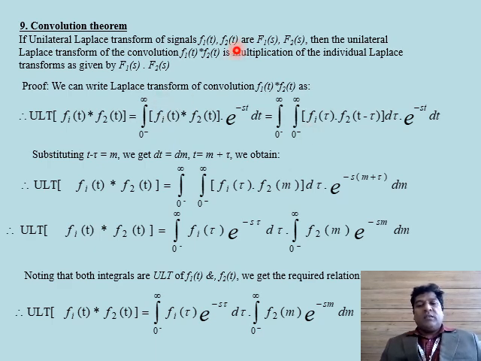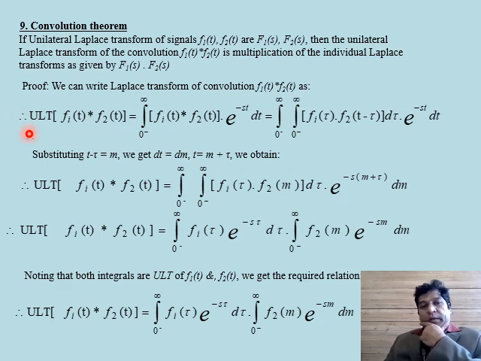Now we are going to discuss about the convolution theorem. The convolution theorem of the Laplace transform is exactly the same as the convolution theorem of the Fourier transform, and it simply states that the Laplace transform of this convolution signal f1 of t convolved with f2 of t will be the multiplication of the individual Laplace transforms, F1(s) multiplied by F2(s). That's all. The proof of this convolution theorem of the Laplace transform is exactly the same as the proof of the convolution theorem of Fourier transform.